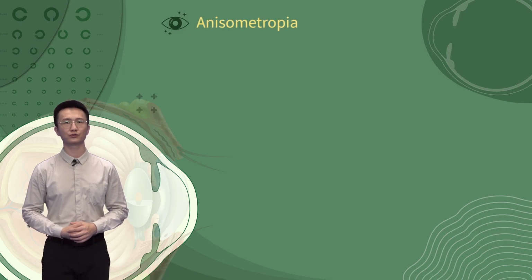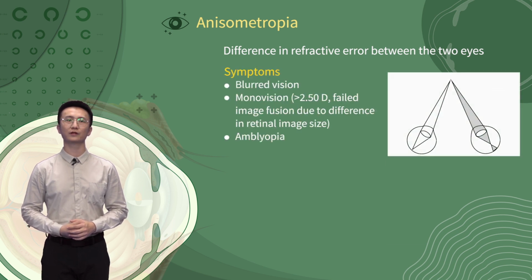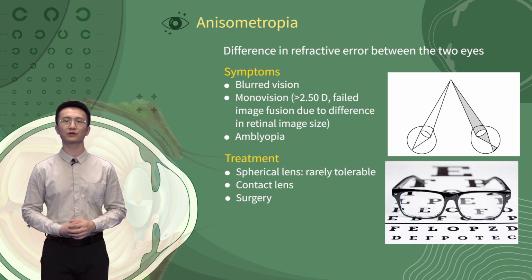So finally, let's talk about anisometropia, which means differences in refractive error between the two eyes. These patients often have monovision because they fail to fuse the images from both eyes due to differences in retinal image size and sharpness. Anisometropia is a frequent cause of unilateral myopia. Correction by eyeglasses is difficult to accept, so we recommend contact lenses or refractive surgery.